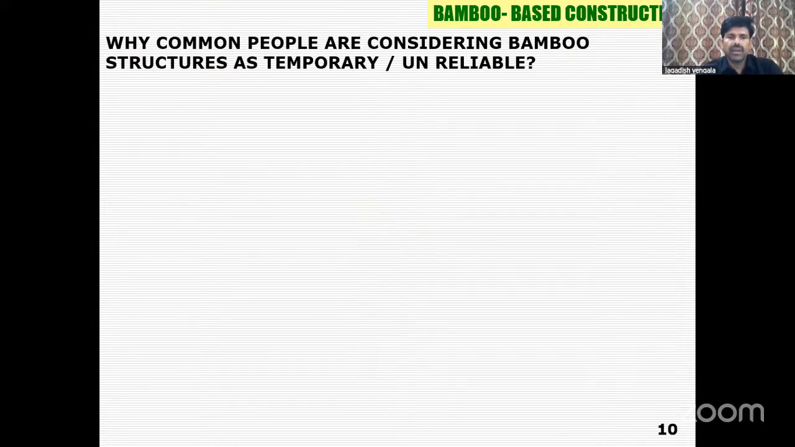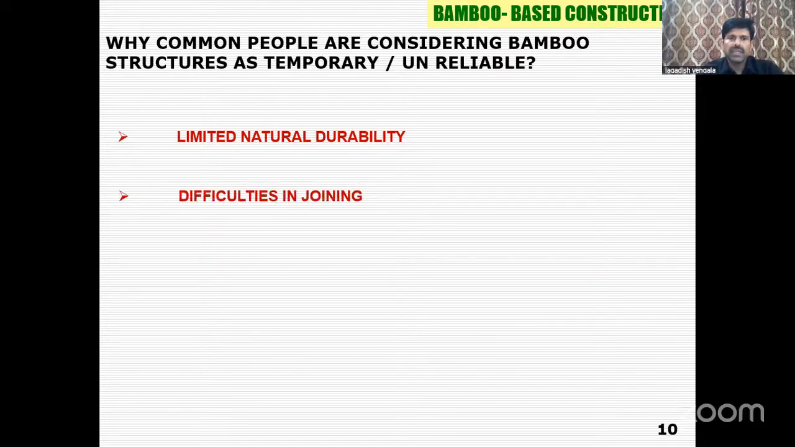But even though the work has been happening for the last 20, 25 years, people still think these structures are temporary and unreliable. The reasons may be many, but I list a few. One is the limited natural durability. People say every 1 year or 5 years you have to replace the bamboo with some other material because of limited natural durability. And then most of the time, the difficulty in joining different parts of the bamboo. This is what I'm going to handle now.